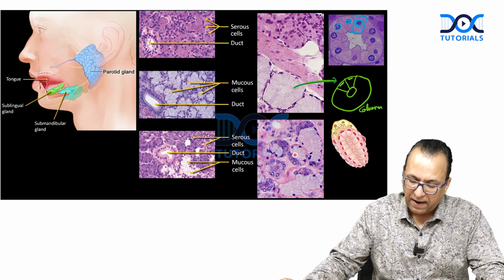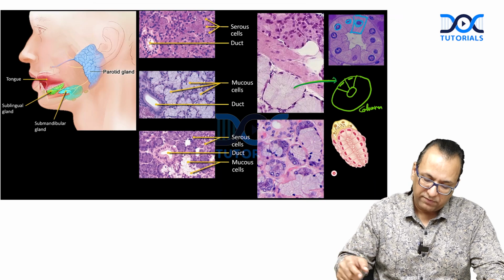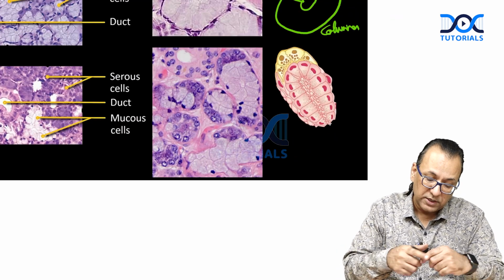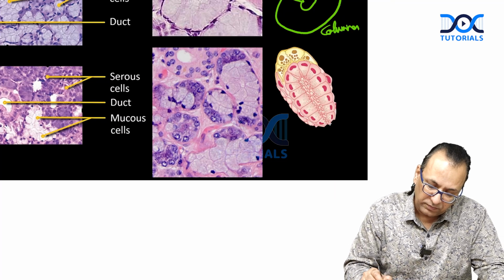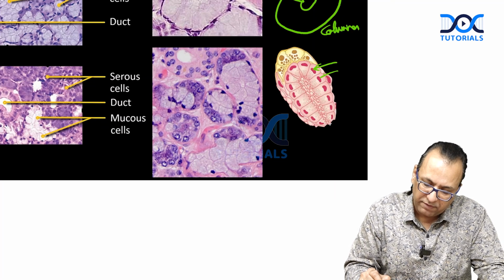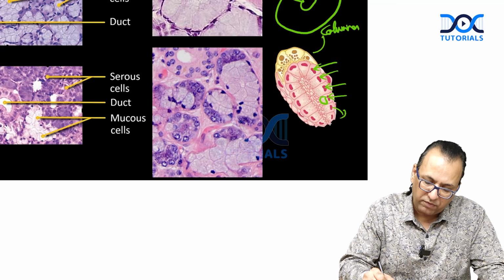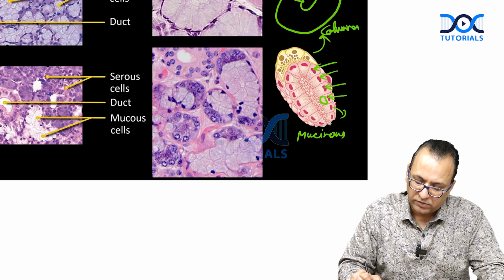Plus you see the magnified view now. Let me zoom this area to have a better view, and you will find now serous demilune here. First of all, you can see for yourself, this is the cell which is having the nucleus pushed to the periphery, a lot of secretions here. So this is basically what we have drawn here, the mucinous acinus.